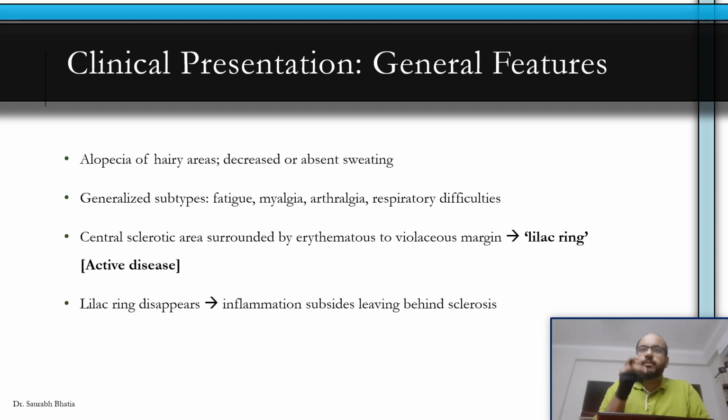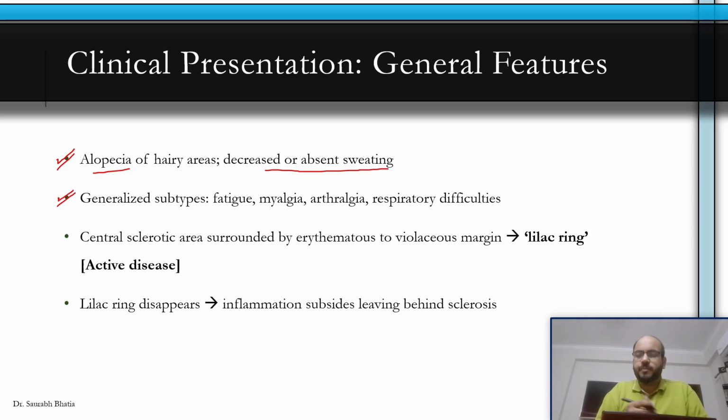Morphea is because of significant inflammation leading to atrophy of structures of the dermis, mainly involving the deeper areas like subcutaneous tissue and fascia also. So all the appendages which are there in the dermis, for example, if hair follicles are involved, you have alopecia of the hairy areas. For example, in en coup de sabre, the sabre form of morphea, you have alopecia over the scalp. There is also decreased or absent sweating because of involvement of the sweat glands.